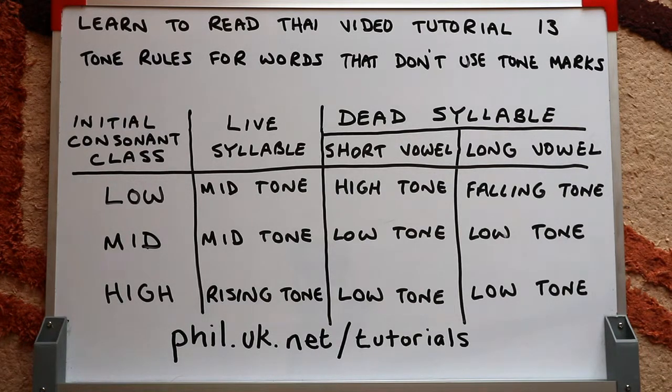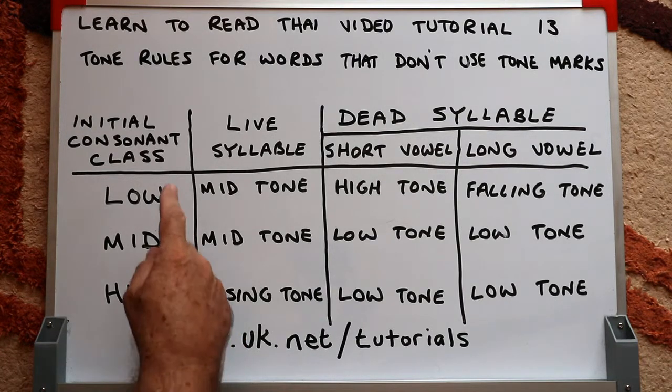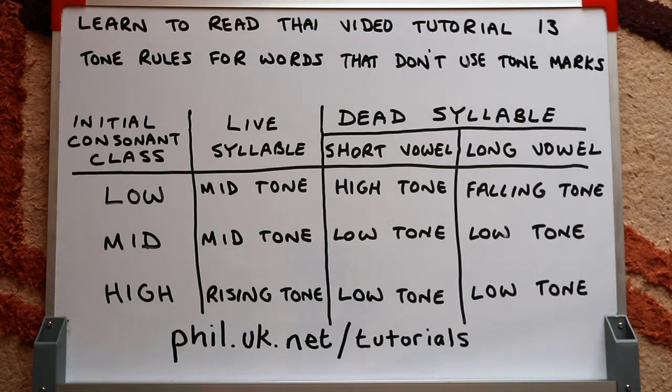Right, now if we look at the rules for words that don't use tone marks, you'll see they're quite different. Once again, the initial consonant class is very important, but you know about those already. But instead of looking at tone marks, which we haven't got, we need to look at whether syllables are live or dead, and whether vowels are long or short. So I'll be telling you about that in a minute.